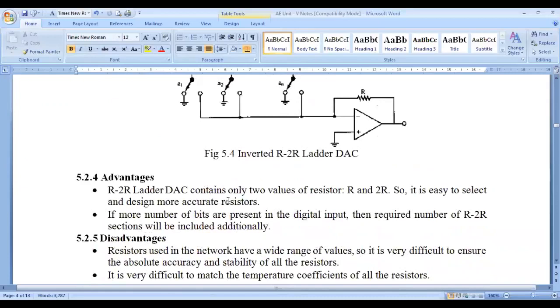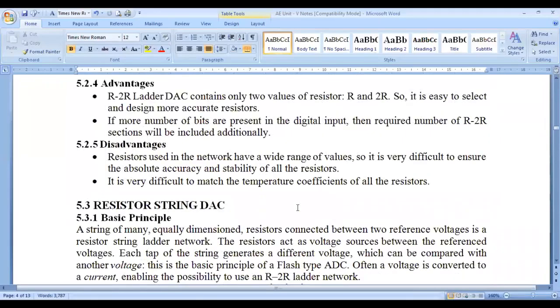Advantages: it uses only two values of resistors, R and 2R. It is very easy to select and design more accurate resistors. Disadvantages: resistors used in the network have a wide range of values. It is very difficult to ensure both accuracy and stability for the resistor values. Moreover, it is very difficult to match the temperature coefficient of all the resistors.